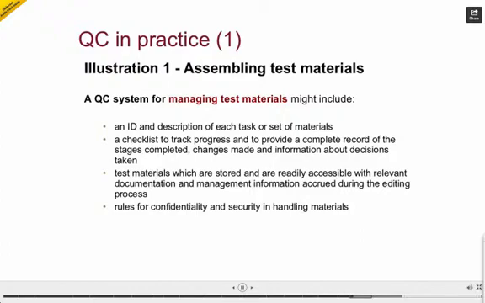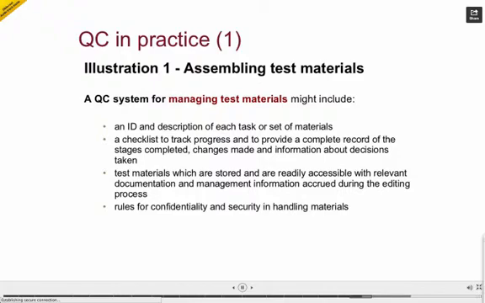So in this kind of approach, the QA system would deal with having an ID perhaps for every single item so that you can identify it, a checklist to track its progress, a complete record of everything that was done to each item or set of materials, a record of decision making that gives you a document trail back to see who was involved.